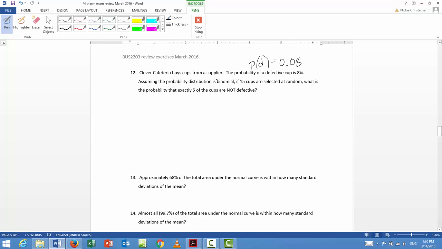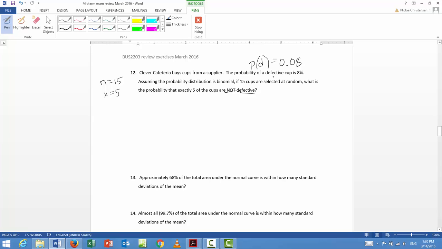Okay? They've told us it's binomial. And they said 15 cups are selected at random. That means our n is 15. And then they want the probability that exactly 5, so our x is 5, of the cups are not defective.